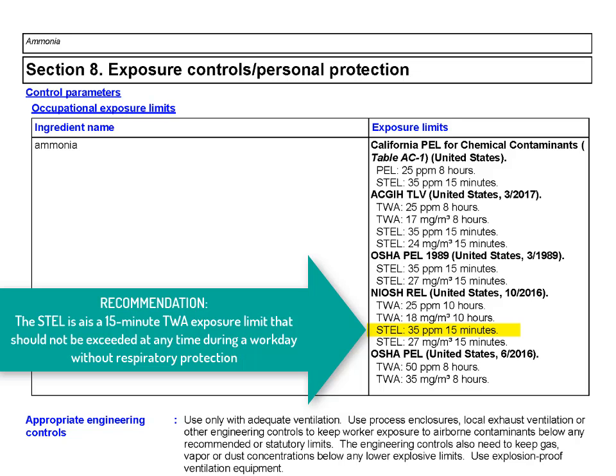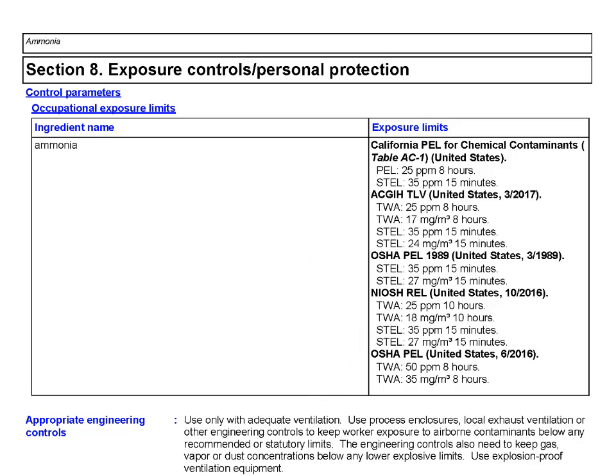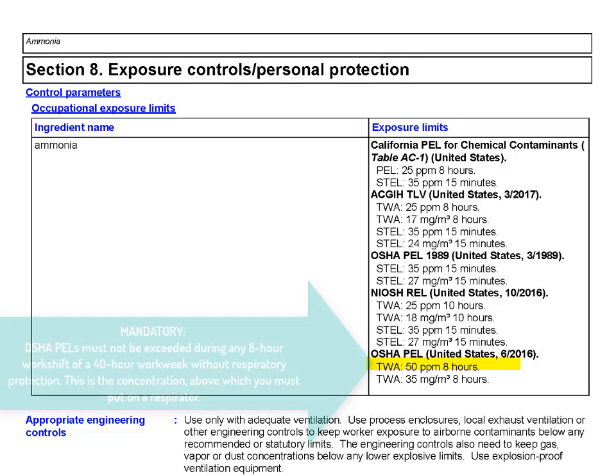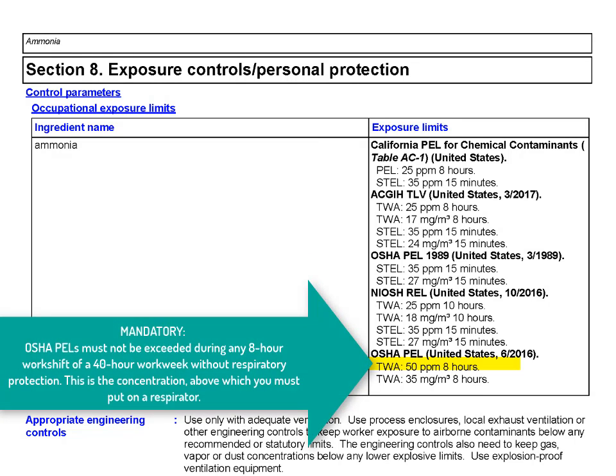Now, those are recommendations. Under OSHA, the permissible exposure limit is 50 parts per million. This level should not be exceeded during any 8-hour work shift. This is the concentration above which you must put on a respirator.